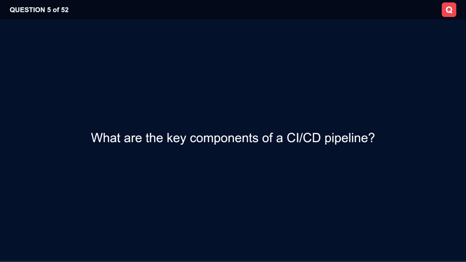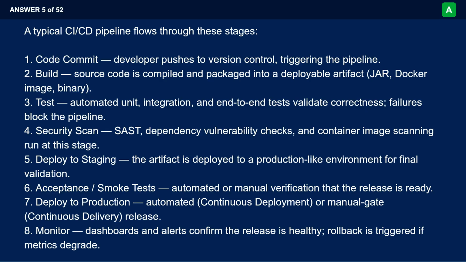What are the key components of a CI/CD pipeline? A typical CI/CD pipeline flows through these stages. 1. Code commit: the developer pushes to version control, triggering the pipeline. 2. Build: source code is compiled and packaged into a deployable artifact, JAR, Docker image, or binary. 3. Test: automated unit, integration, and end-to-end tests validate correctness. Failures block the pipeline. 4. Security scan: SAST, dependency vulnerability checks, and container image scanning run at this stage.